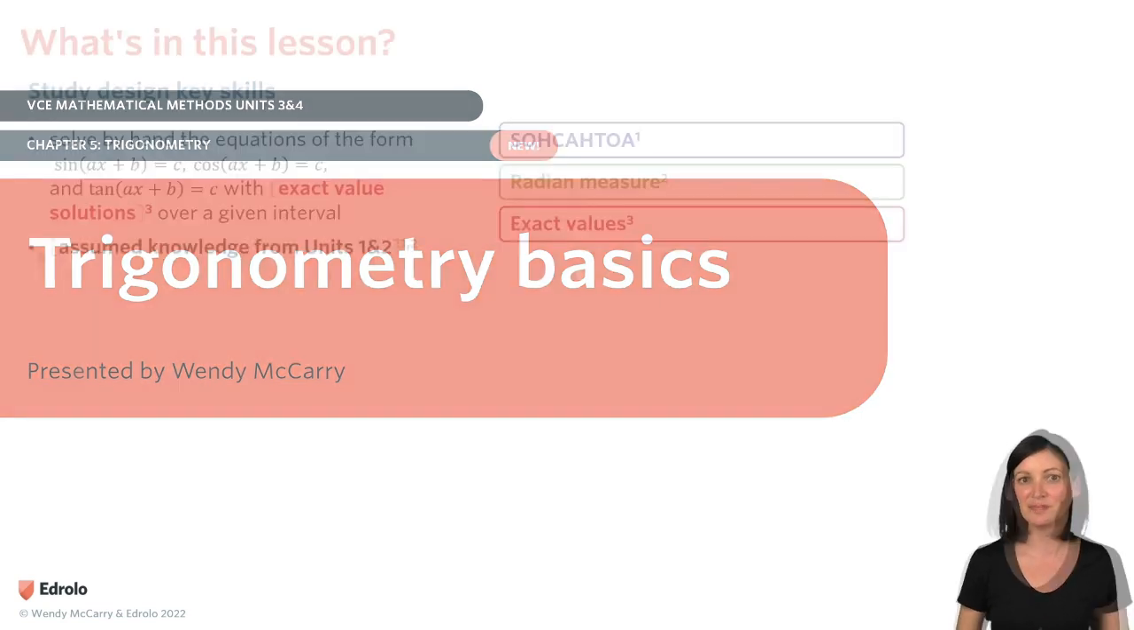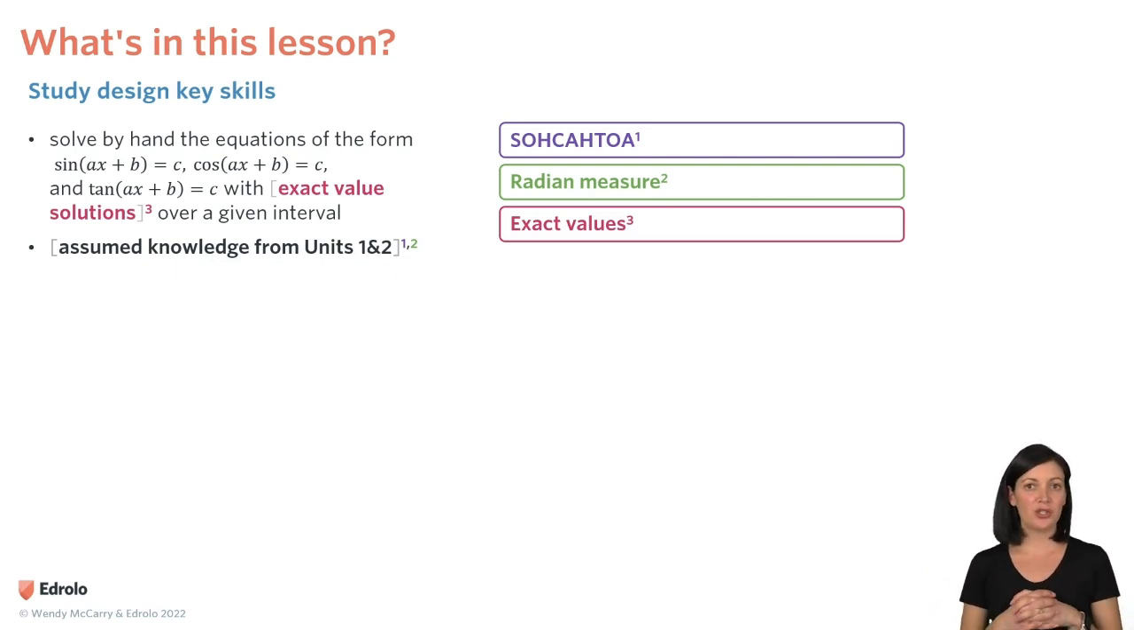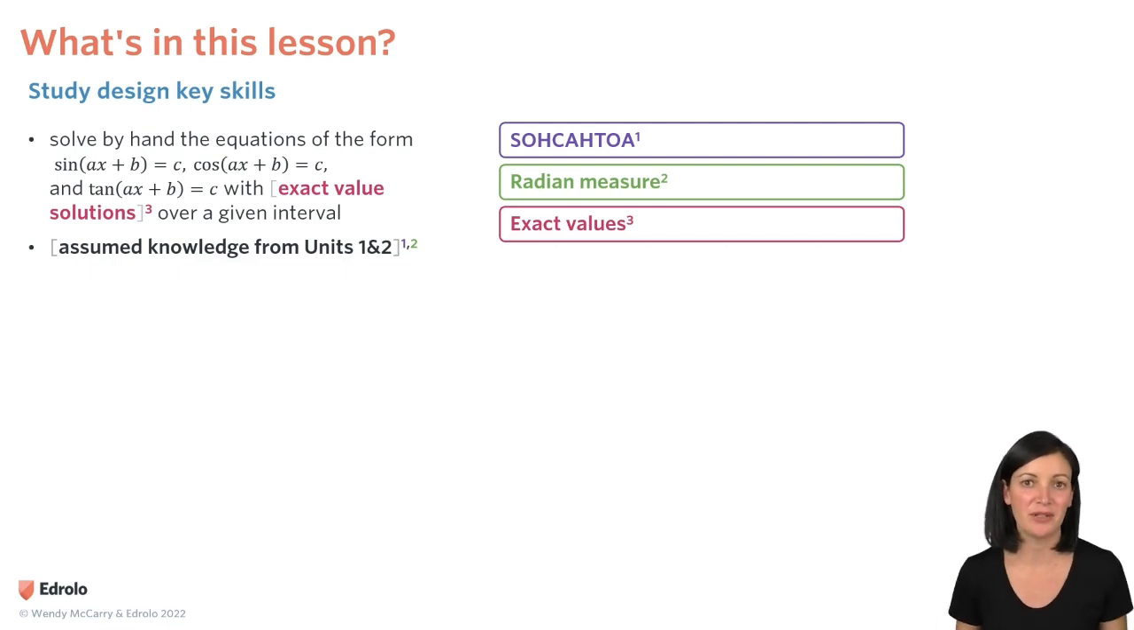So let's get started. The three key concepts we're going to be going through today are first, the trigonometry of right-angled triangles, so SOHCAHTOA. Then we're going to look at radian measure, and then we're going to review our exact values.